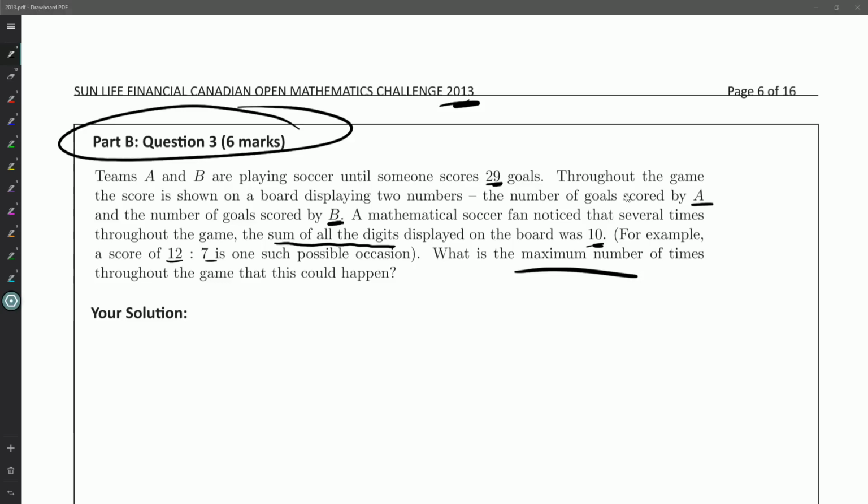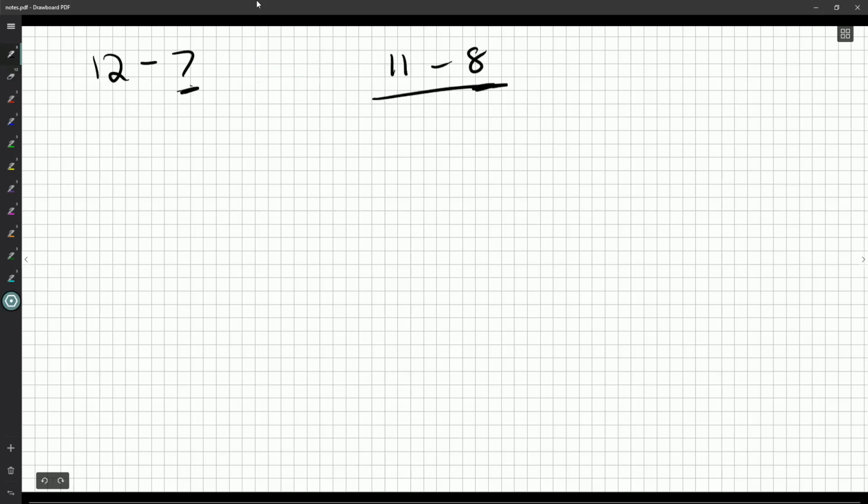Now, you can have a score like 12-7. Or something like 11-8 would work. But both of those could not happen in the same game. Because having the 7 here means that to get to this 8, Team B would have to score by 1. But in order to get 11-8, that would mean Team A somehow loses a point. So that's not possible.